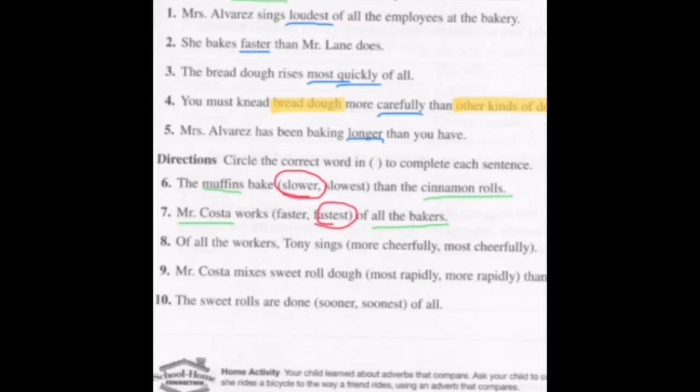Number 8, of all the workers, Tony sings how? Okay, all the workers, that's plural, plus Tony, so we're at least 3, probably more. So of all the workers, Tony sings most cheerfully.